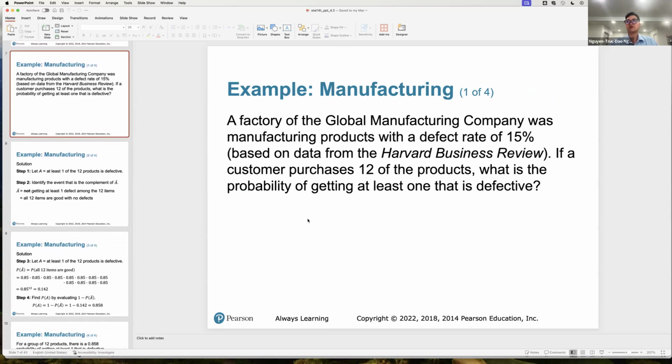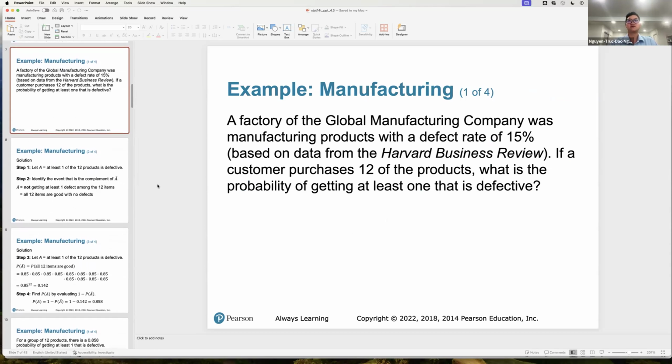A factory of a global manufacturing company was manufacturing products with a defect rate of 15%, based on data from Harvard Business Review. If a customer purchases 12 of the products, what is the probability of getting at least one that is defective? What do you think? So we will use the 4 steps that we just studied above, right?